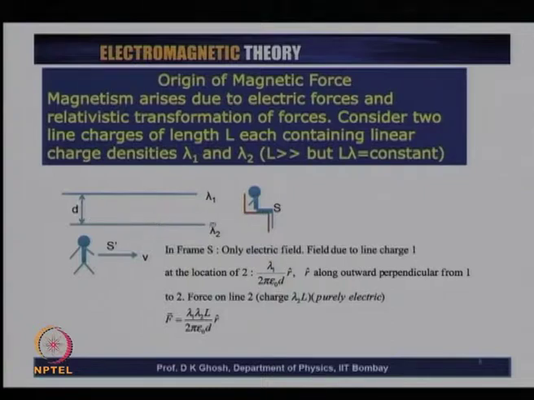This second wire will experience a force. A length L of the second wire will experience a force, which is this field multiplied by the charge that is there. So, that is lambda 1 lambda 2 L divided by 2 pi epsilon 0 d r. So, let me just write it down here.